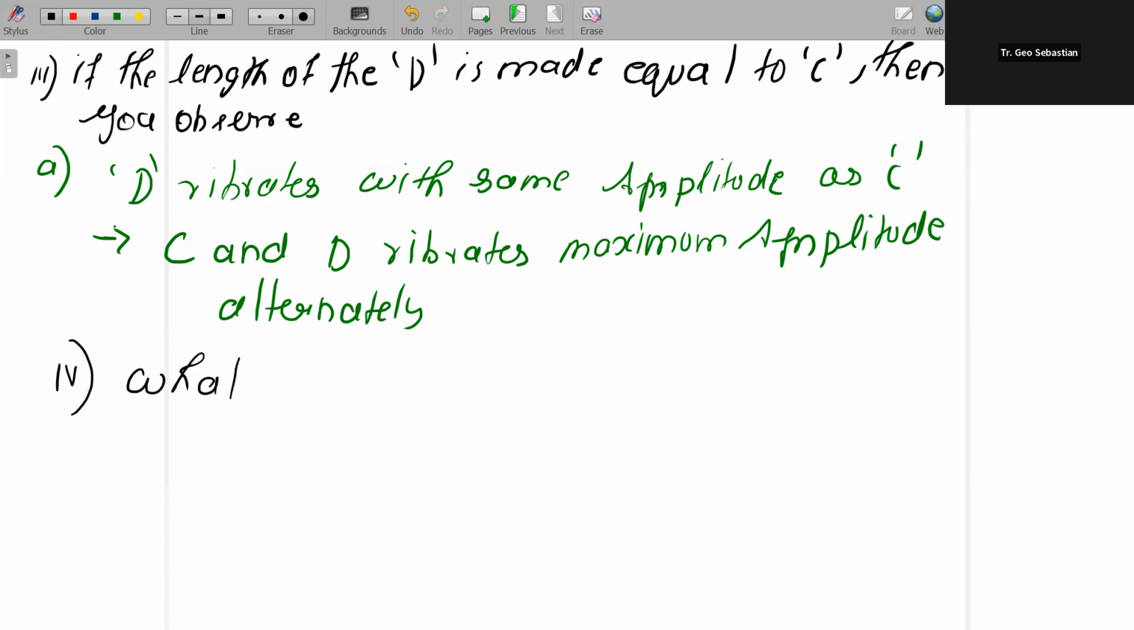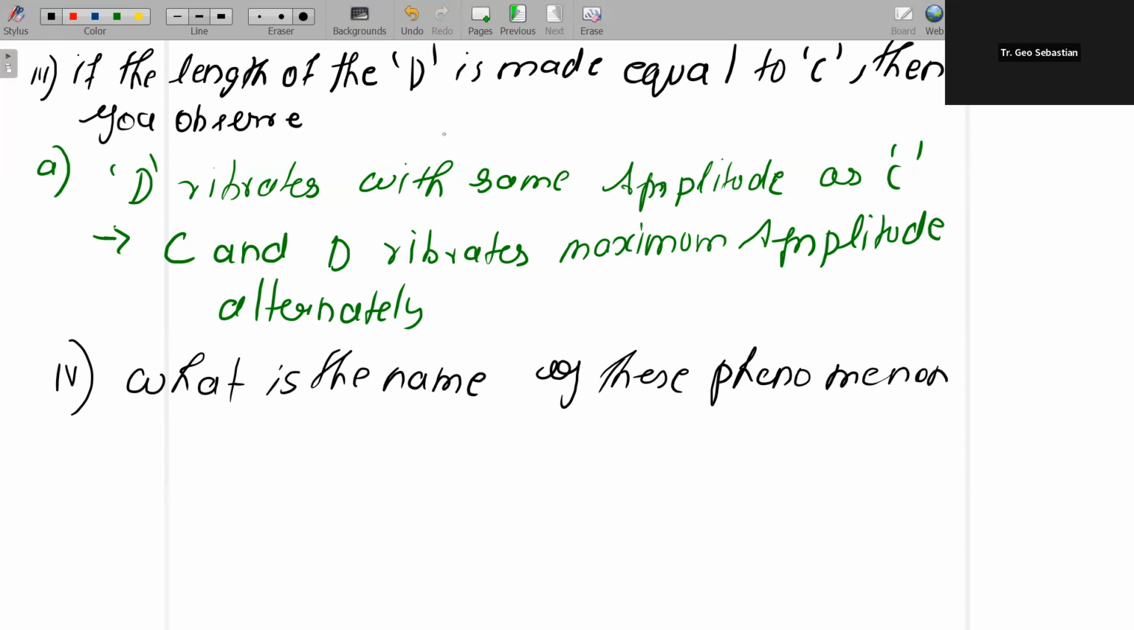Final question, last and latest question. What is the name of this phenomenon? What is that? Resonance. Okay. It vibrates with the maximum amplitude now. Resonance. So your first revision, A part of your revision, is completed.